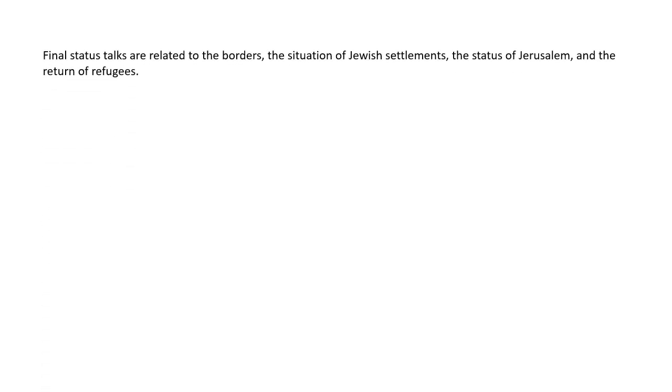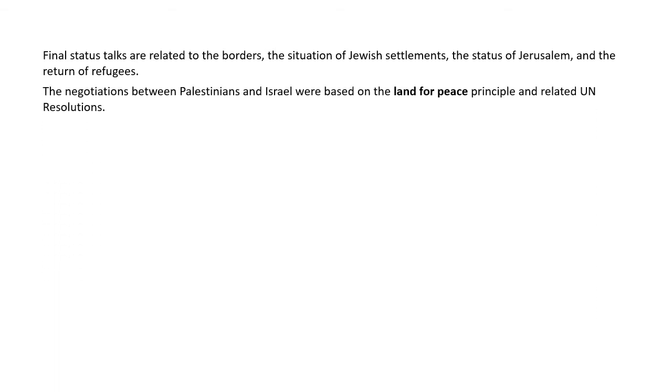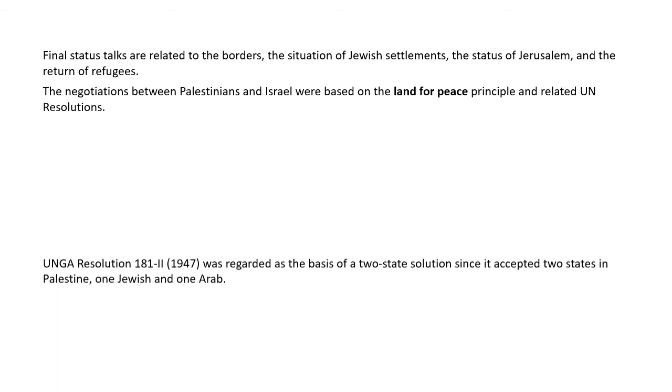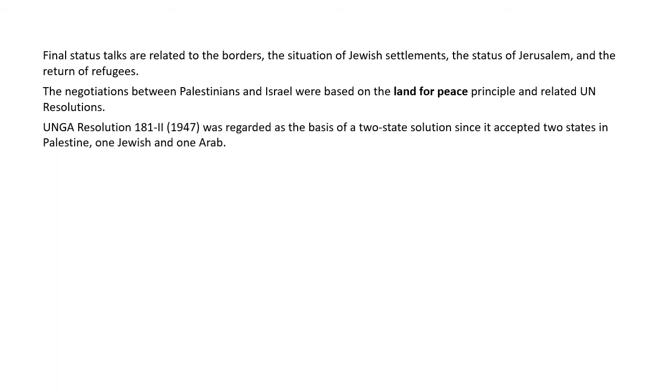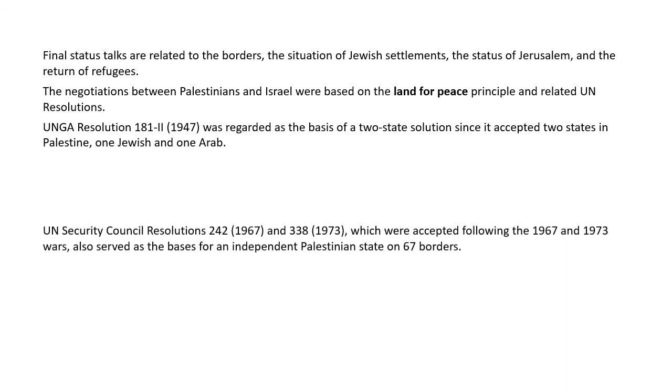Final status talks are related to the borders, the situation of Jewish settlements, the status of Jerusalem, and the return of refugees. The negotiations between Palestinians and Israel were based on the Land for Peace principle and related UN resolutions. UNGA Resolution 181, 1947, was regarded as the basis of a two-state solution since it accepted two states in Palestine, one Jewish and one Arab.